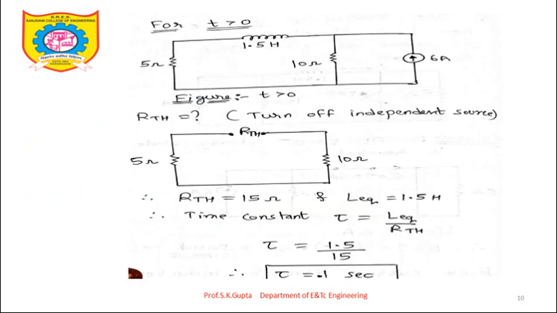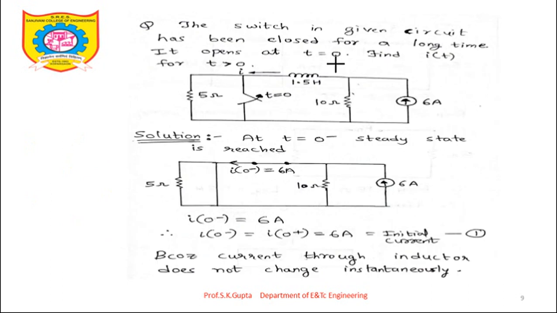Okay, next thing, I will try to find out the time constant for this network. Okay, so turn off the independent source. So it is a current source. Turning off a current source means open circuit. This is open circuited. So this portion will be removed. Okay, and after the switch is opened I should find out the time constant.